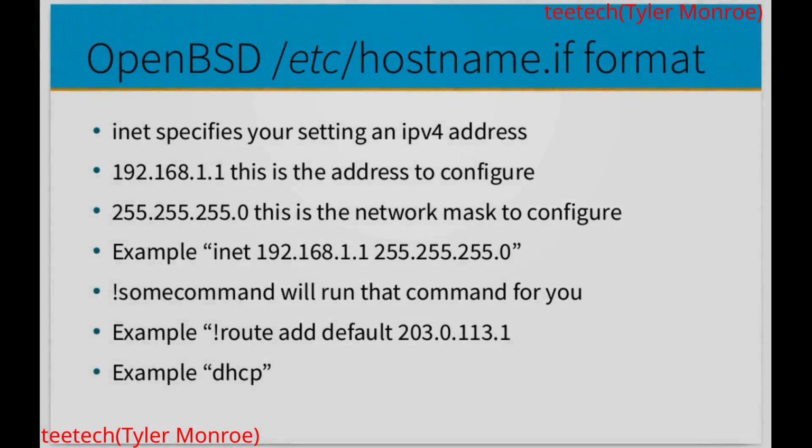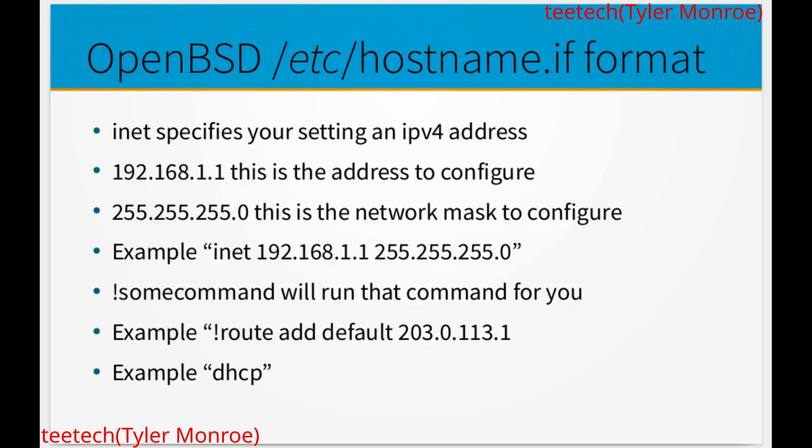Okay, so now we're going to talk about the syntax of the file, those hostname files. The main thing is, when we want to configure an IP address, we configure an inet, okay? And that specifies that you're setting an IPv4 address on the interface. For IPv6, it would be inet6. In this case, we have inet and then a space, and then it would be something like 192.168.1.1, and that's the IP address we want to configure and assign to that interface.